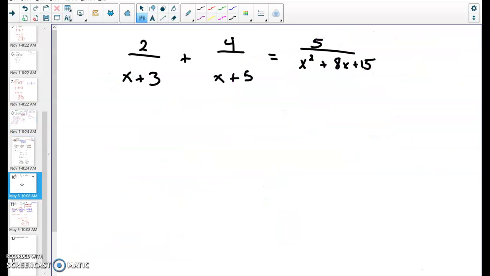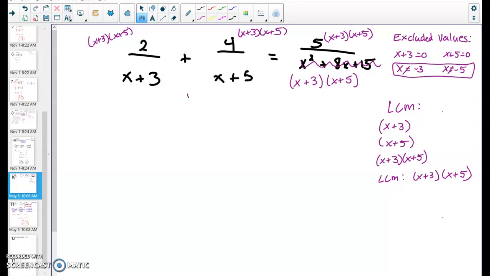Again, if you want to go ahead and try to pause this one and try it on your own, that would be a good idea. First thing you want to do is factor, list excluded values, and find your least common multiple. Okay, hopefully you were able to factor and see that this fraction on the other side of your equal sign factored into x plus 3 and x plus 5. Now that you have them factored, you should have gotten excluded values of -3 and -5.